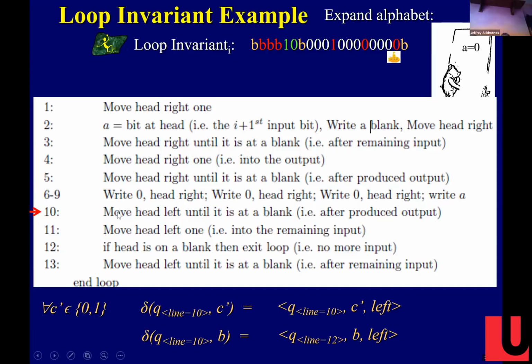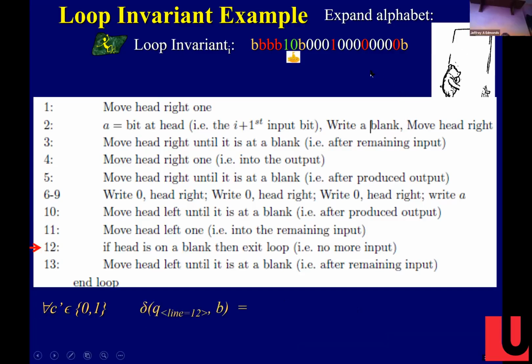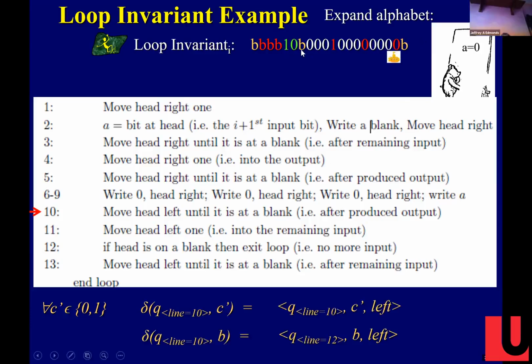Now let's look at the other case. So suppose I'm in line 10 and I've been moving. Here we go. Now I'm on this blank, right? I've moved left. Now I'm sitting on this blank right there. And so what do I do? If I'm on line 10 and I read a blank, I'm supposed to break out of line 10 and move to line 11.